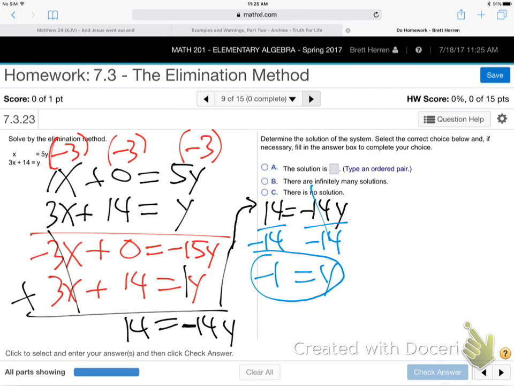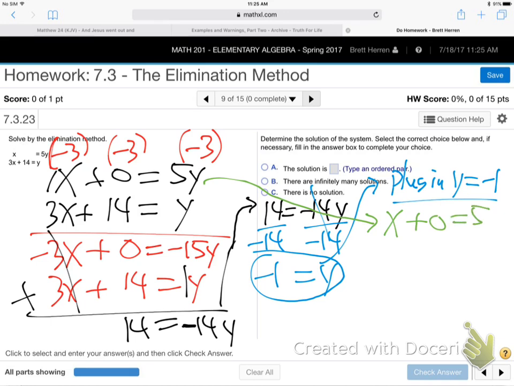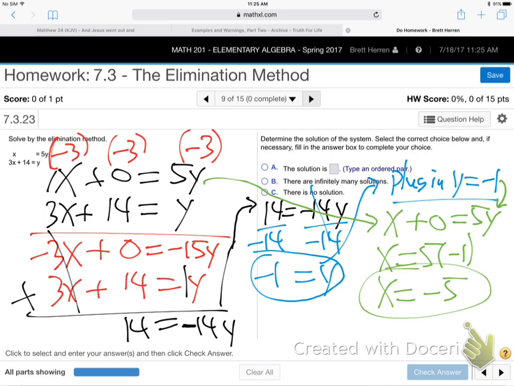Same thing as regular from here, right? So bring it over here. Plug in. Y is negative 1. Where do you plug in? First equation. I always just grab the first equation. Grab the first one. X plus 0, or just nothing, is 5y. So plug in negative 1 right there. X is 5 times negative 1. X is minus 5. So we got our answer.